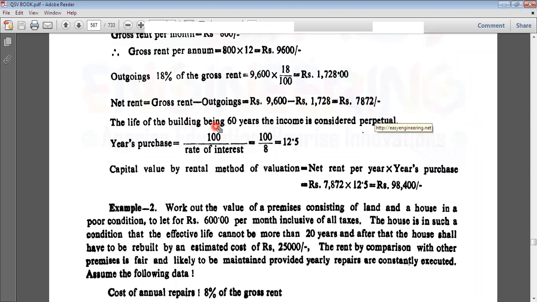Now, as the life of the building we have assumed as 60 years, the income is considered as perpetual income, and that is why for perpetual income the formula for years purchase is 100 by I. Okay.